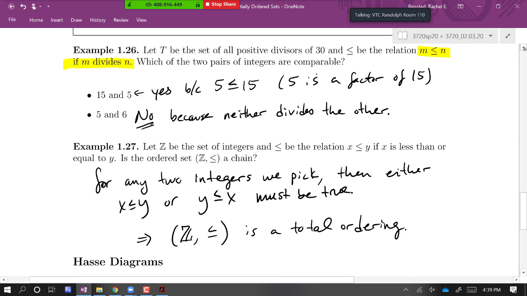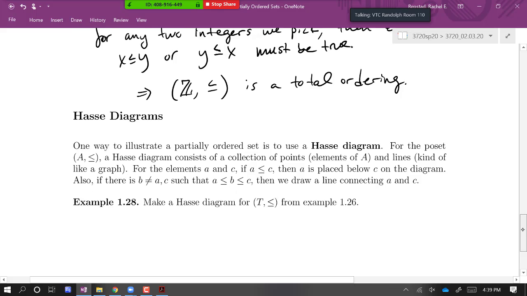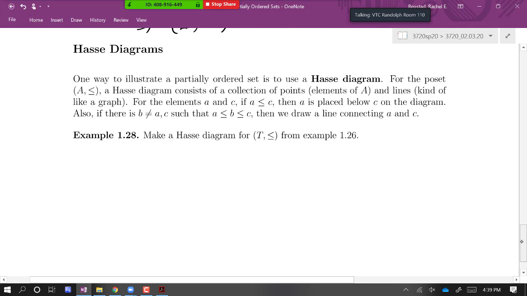If we take the one that we did before when we looked at the divisors of 30 and defined a relation by saying m is related to n if m divides n, that is not a total ordering, because look, not all pairs are comparable. 5 and 6 are not comparable. We still can have a nice way to visualize a partial ordering, and we're going to draw what we call a Hasse diagram for that relation.